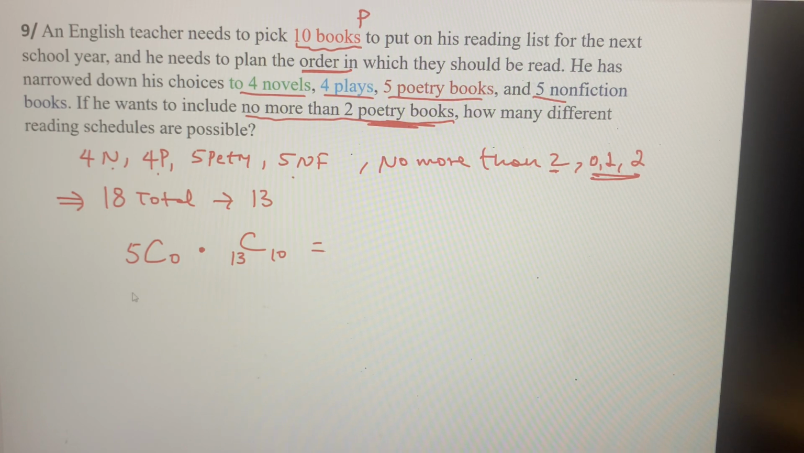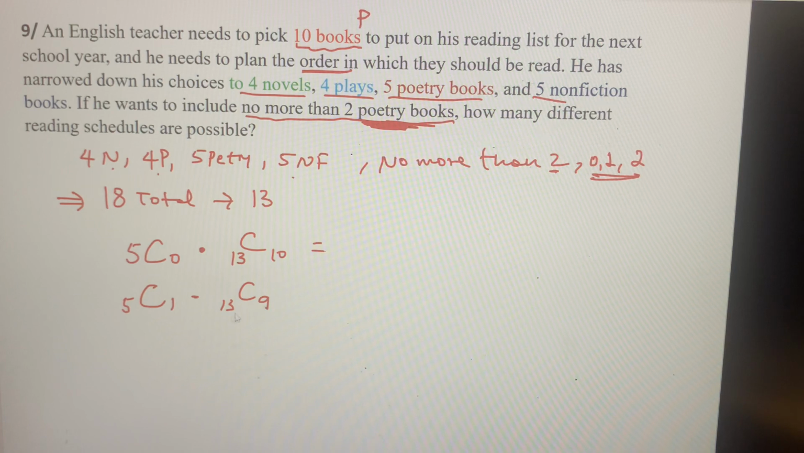The second scenario: this English teacher can take 1 out of the 5 poetry books. So he has to fill the rest from the rest of the books. That means out of the 13, how many does he have to take to make them 10?